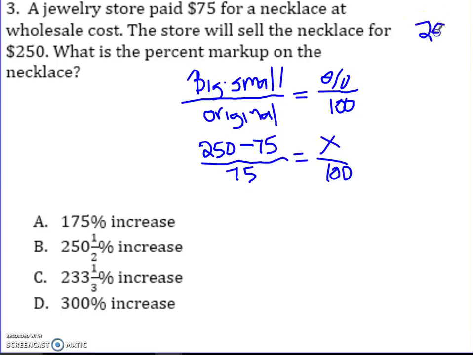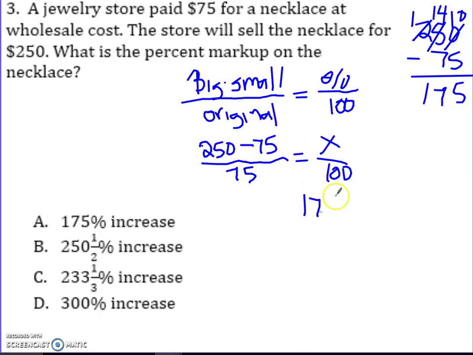I have to do 250 minus 75. Gotta borrow. We get 5. We're going to borrow again. 14 minus 7 is 7. We get 175. Now 175 times 100 is like saying 175 with 2 zeros.